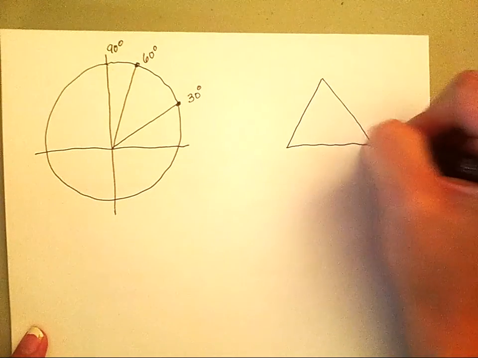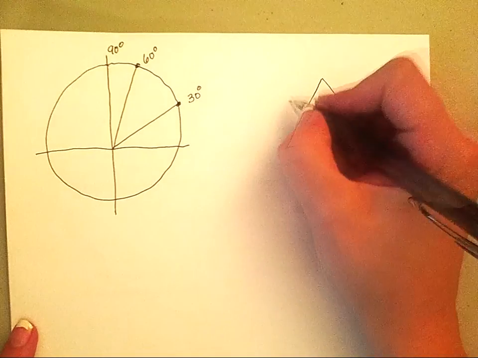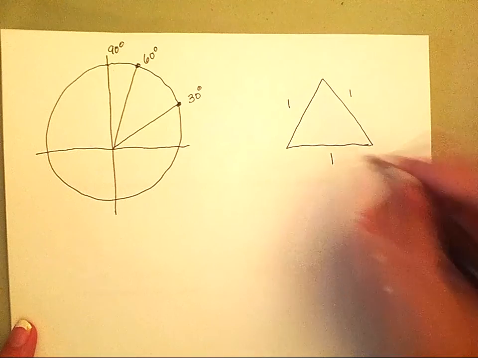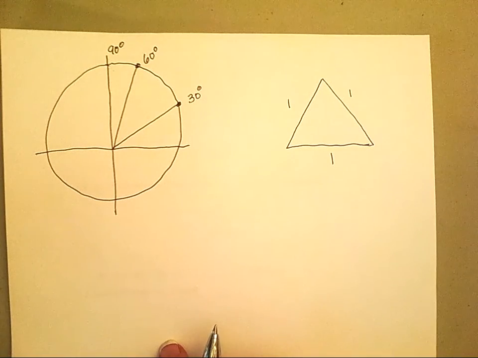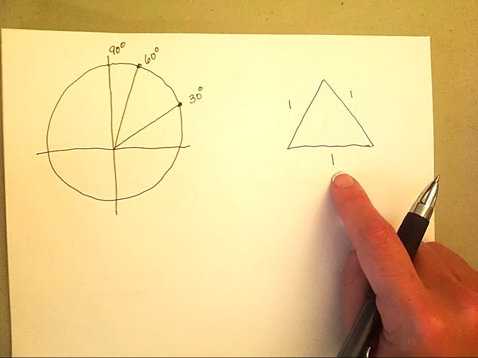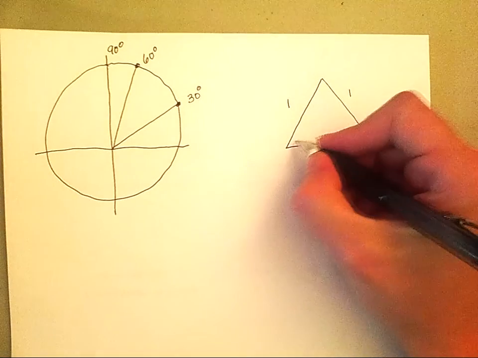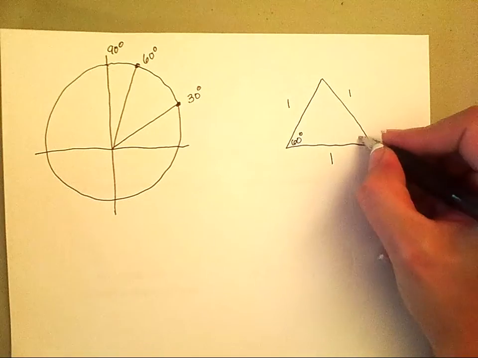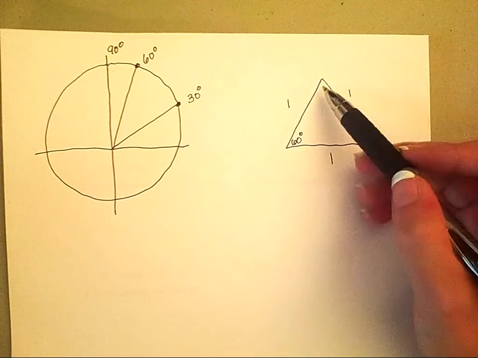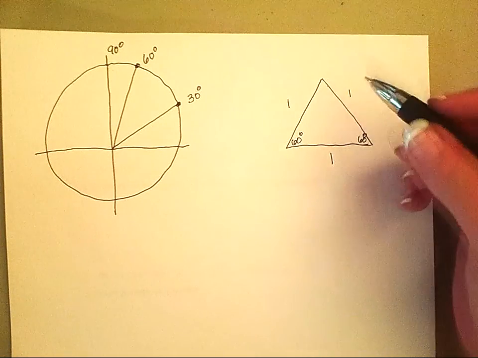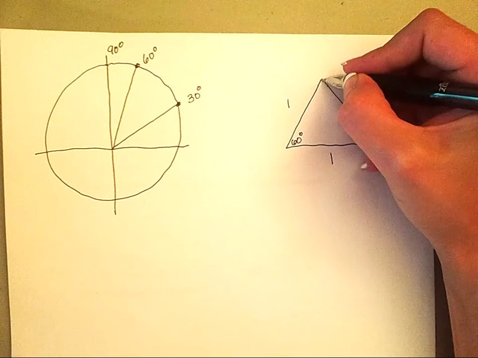Well, let's look at an equilateral triangle. Okay, so an equilateral triangle has sides that are all the same. Now, if the sides are all the same, all of these angles must be the same. This must be 60 degrees, 60 degrees. This one's also 60 degrees.